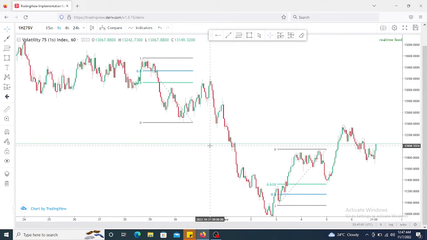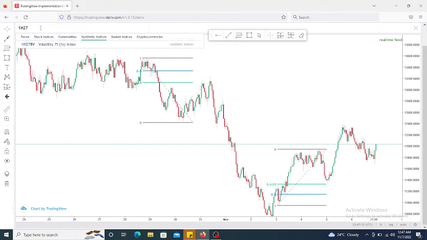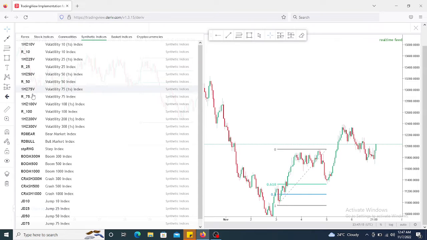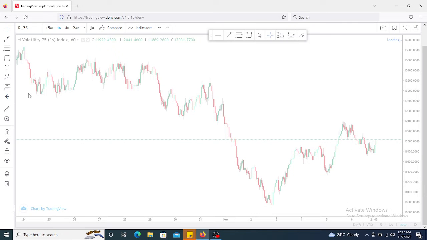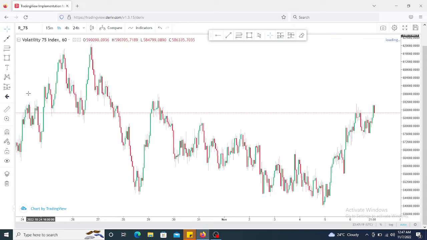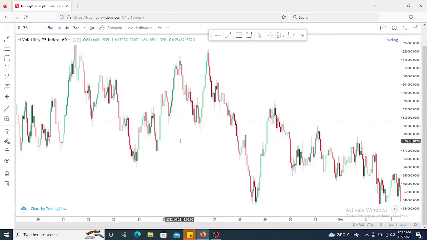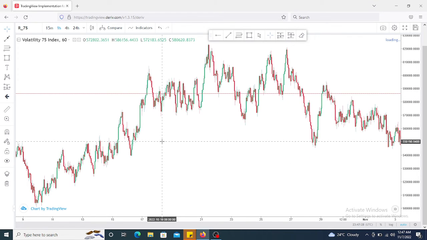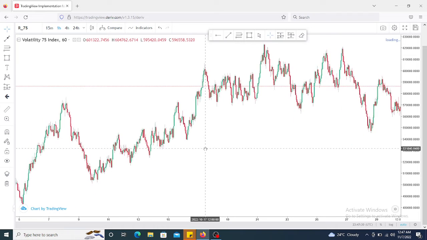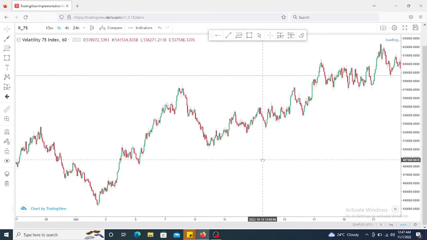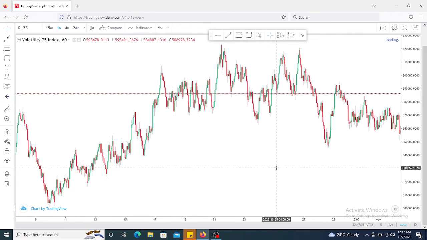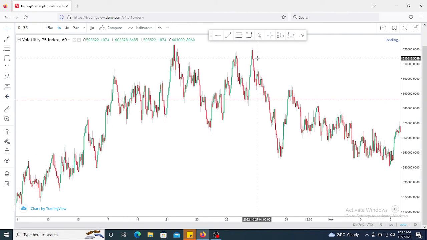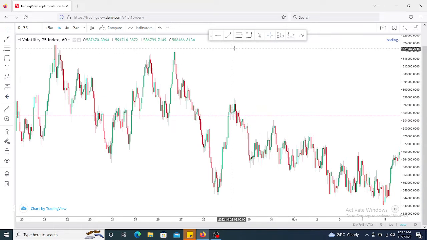Let's check another example. V75. I really love trading with V75. 1 hour time frame. October 26. I know we had something like that on October 26 here. Yes, somewhere here. I made an entry using the Fibonacci here.